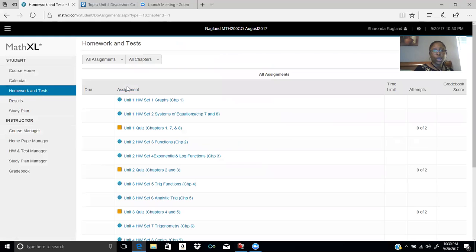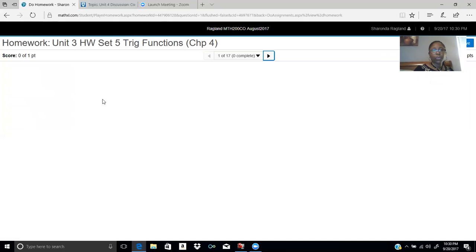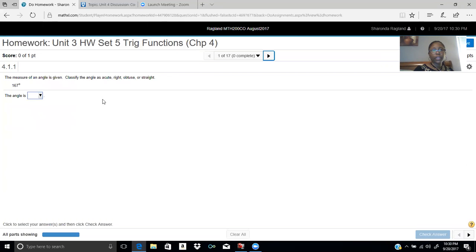All right, so let's look. I'm just doing an example, looking at the homework set from unit 3, week 3. It says the measurement angle is given. Classify the angle as acute, right, obtuse, or straight. Well, in this case, I think they may only give you one guess, or one chance to get the correct answer. So you have to pick from here.